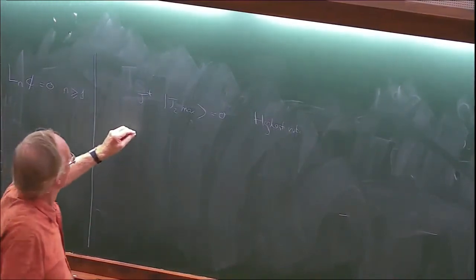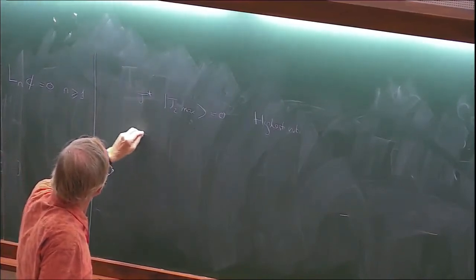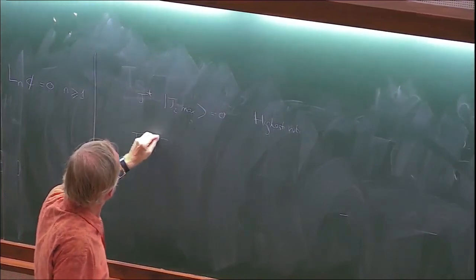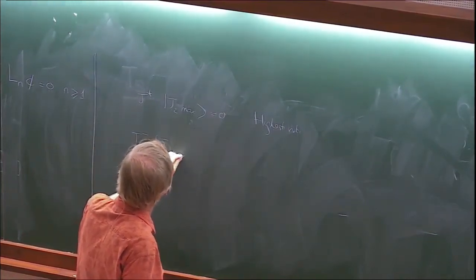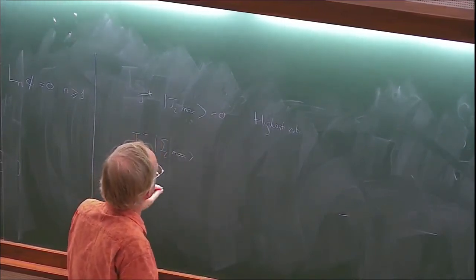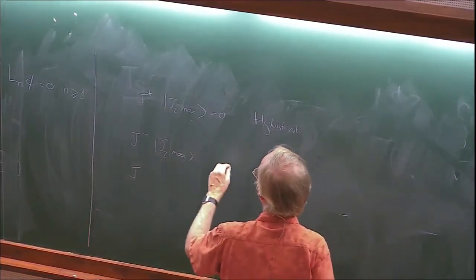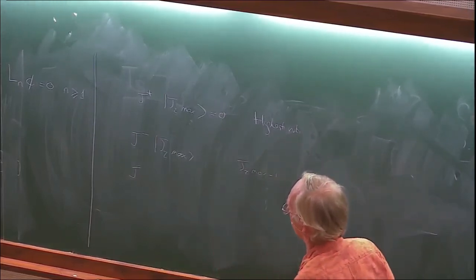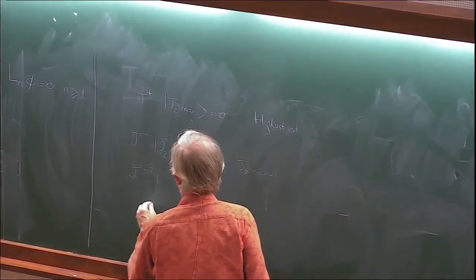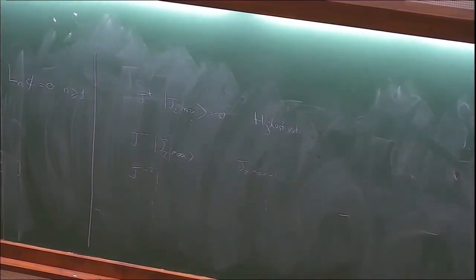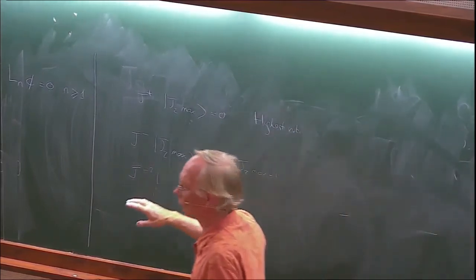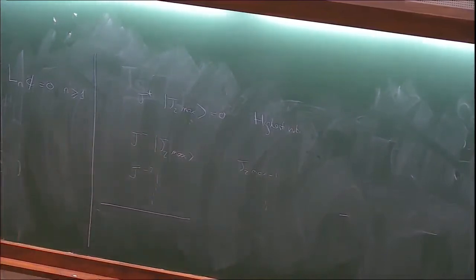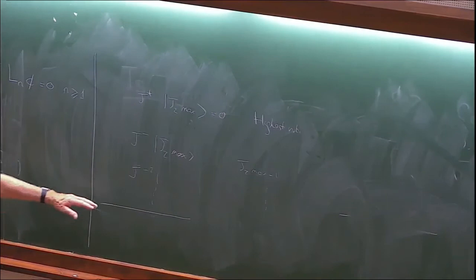We then keep acting on this state with the lowering operators. So this highest weight state has eigenvalue Jz max, Jz max minus 1, etc., etc. J minus squared, dot, dot, dot. Okay, so we build up the representation that way. Okay. This is called the highest weight representation. But what we find when we analyze this is that this procedure has to stop. And it has to stop because if we don't stop, then we get into states that have negative norm.